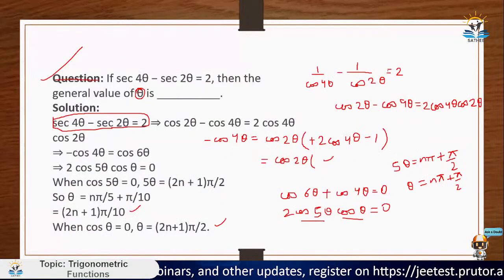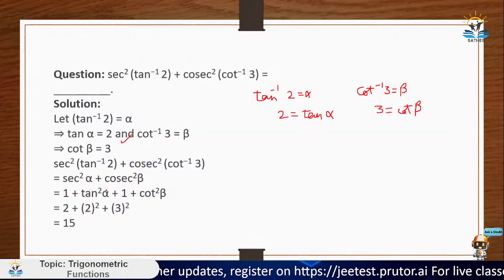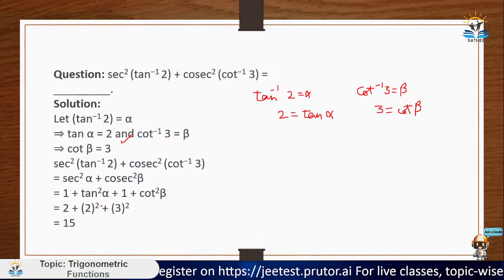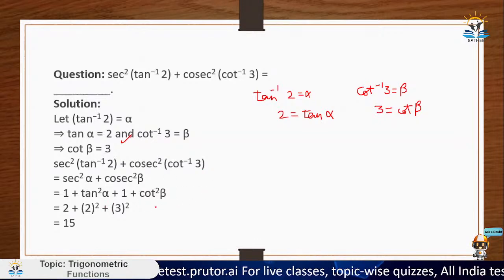So using that, for sec square alpha we will write 1 plus tan square alpha, and for cosec square beta we will write 1 plus cot square beta. So we are getting this one. So this is equal to 2 plus tan square alpha plus cot square beta. Tan alpha is 2, so its square would be 4.